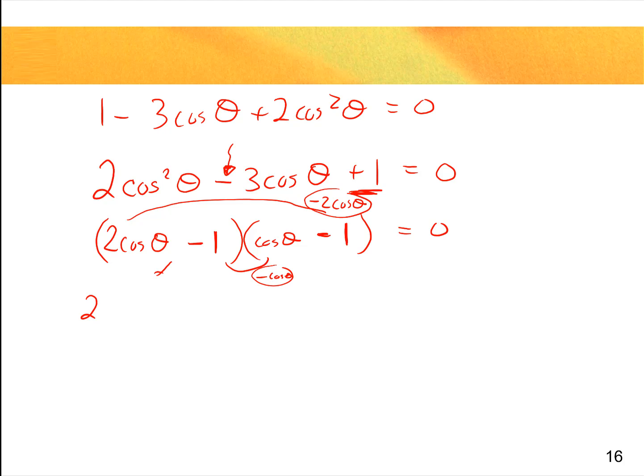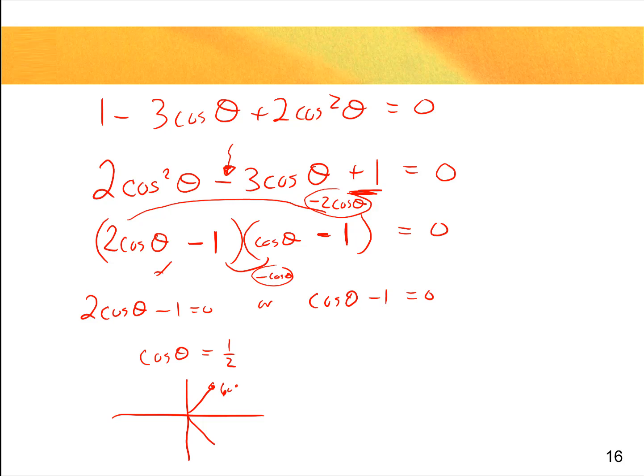So let's set this one equal to 0. I could say or set this one equal to 0. And let's see if any of them give us answers that we like. So I'm going to add 1, divide by 2. So I'm looking, when does cosine give me a 1/2? And cosine gives me a 1/2 at what, 60 degrees? And 300 degrees. So that's 60 degrees here, 300 degrees there.